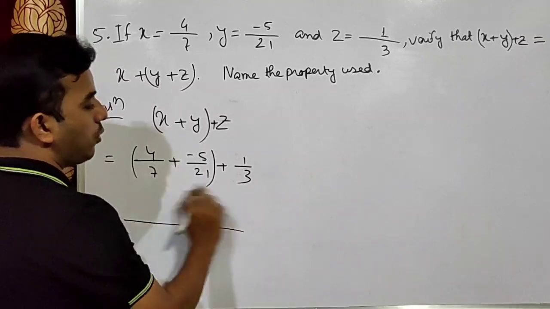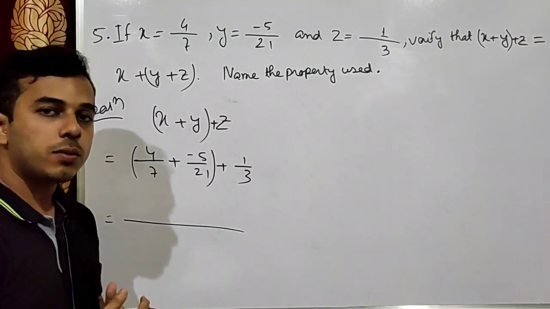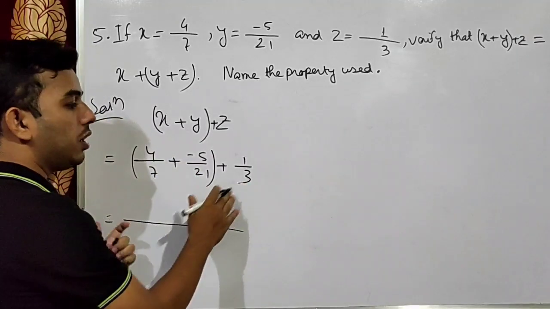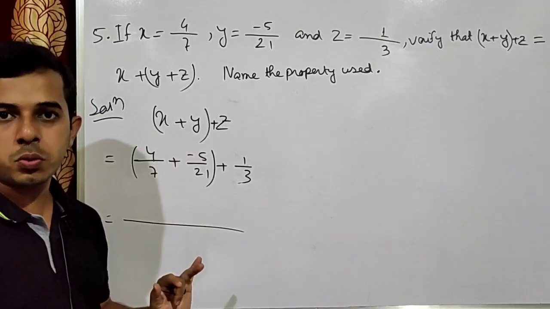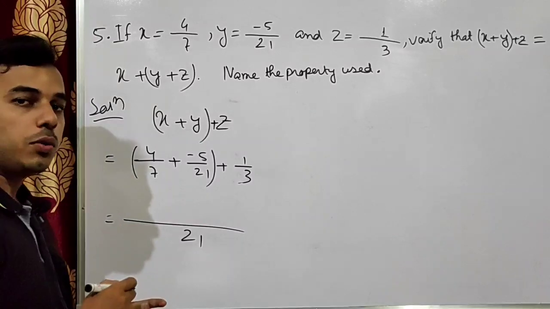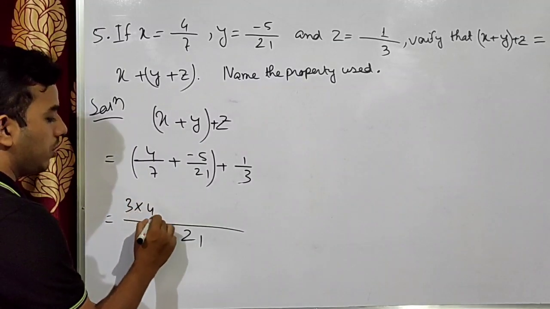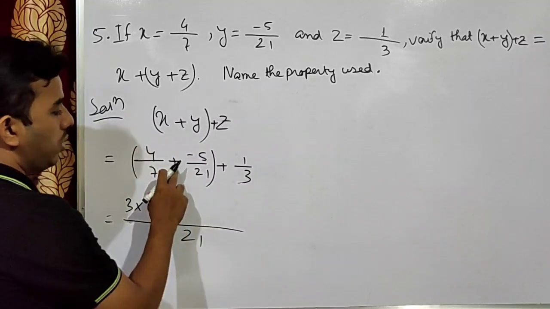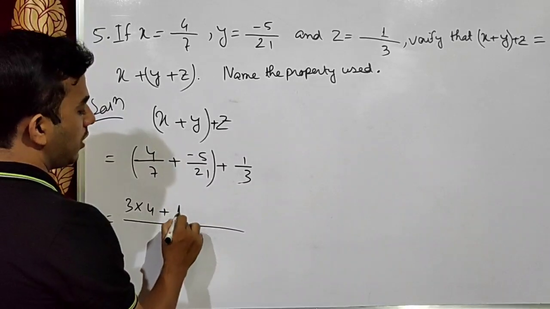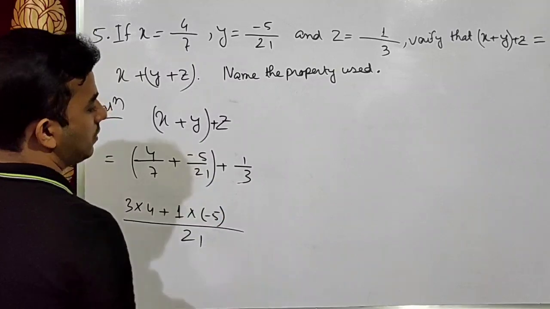Now we have to make the denominator the same, so we have to take their LCM. Now their LCM is which one? 7, 21, 3. All three numbers are divisible into 21, isn't it? Very good. Now when we divide 21 by 7, we get 3. So we write 3 into 4, then plus. We have written this plus sign. Now 21 divided by 21 is 1. So we write 1 into minus 5, then this plus.